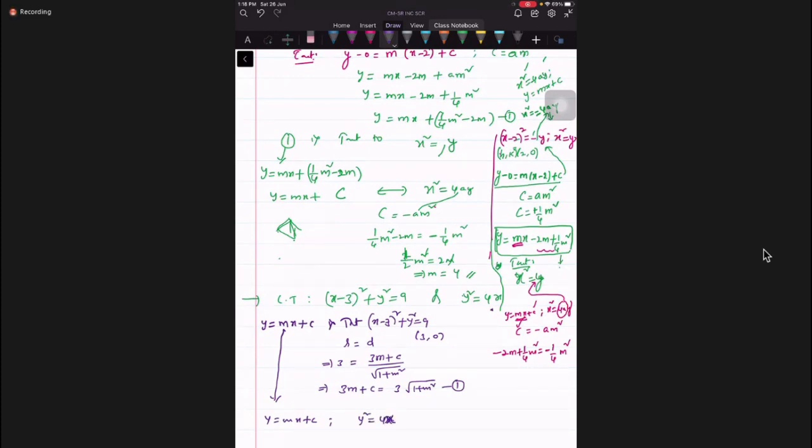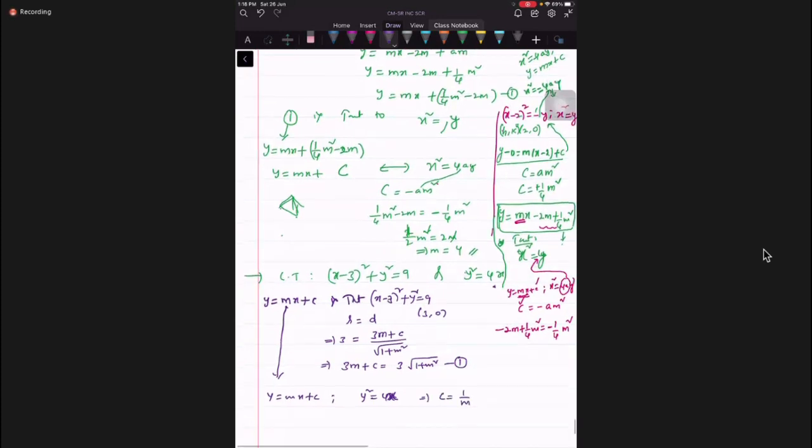E equals A by m. C equals 1 by m, right? Yes, A is 1. So now if you put 1 by m in the place of C, we will get m from this equation. Once you know m, you can get C also, right? That is the way to solve the question.